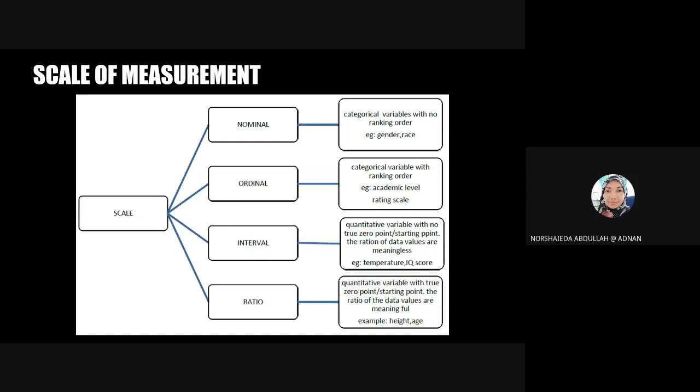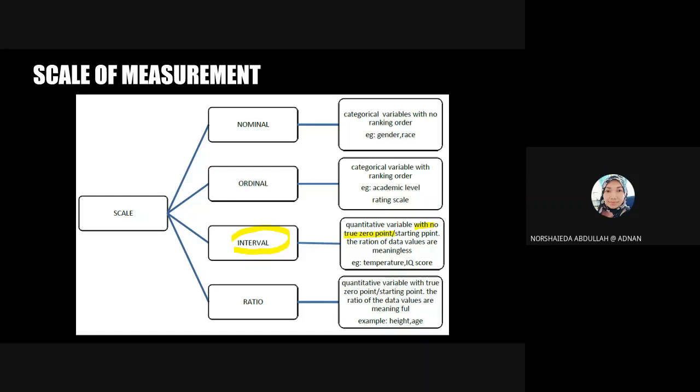Right, the next level is interval. Interval. So interval ni untuk quantitative variable. Okay, quantitative variable, but with no true zero. Okay, no true zero. Ataupun true zero ni is maksud dia zero means zero. Zero means tak ada. Okay, true zero means tak ada lah, zero. Benda tu tak ada. Okay, yang tu true zero.